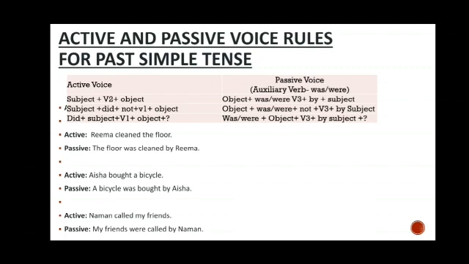Was लग गया, क्यों? Why? Because the floor is singular here. If we are writing it in plural, तब यहाँ were आ जाता. Aisha bought a bicycle. A bicycle was bought by Aisha. Okay. Naman called my friends. So, my friends were called by Naman. Here we are using were, why? Because friends is plural.